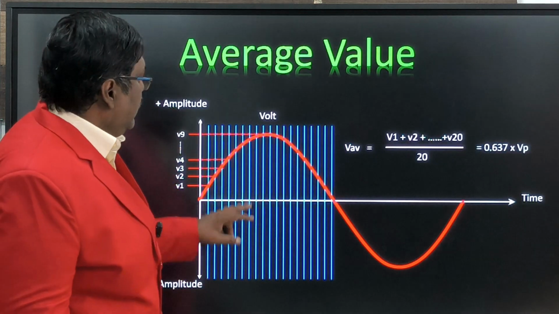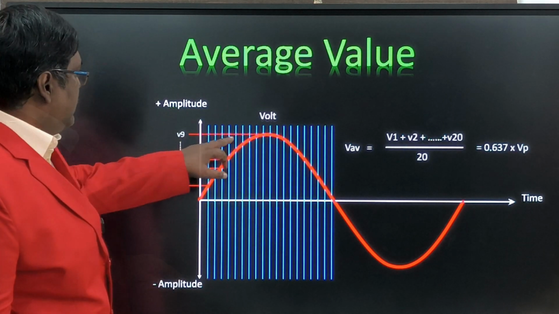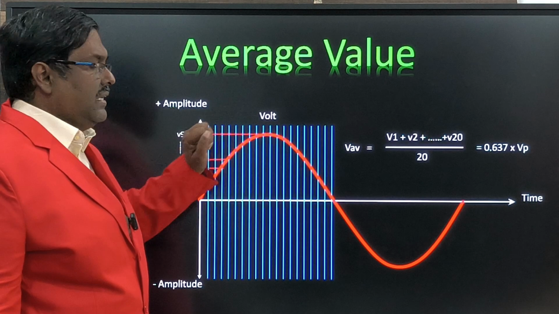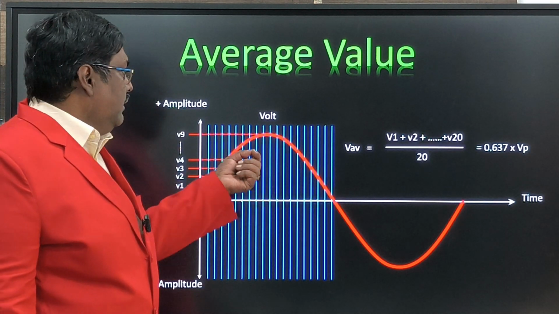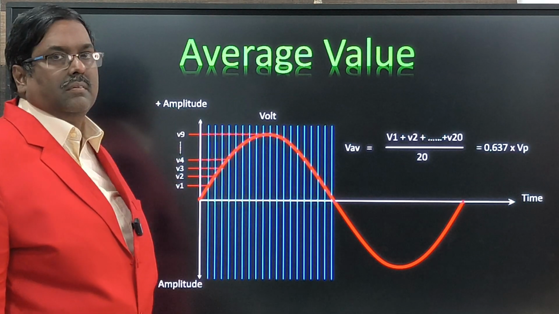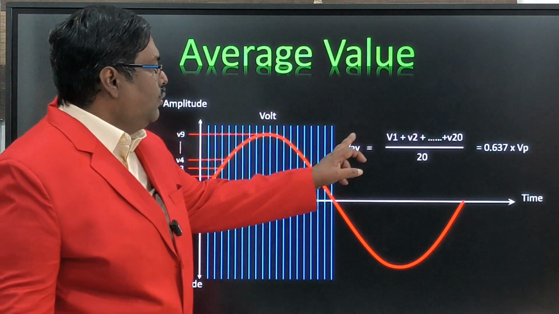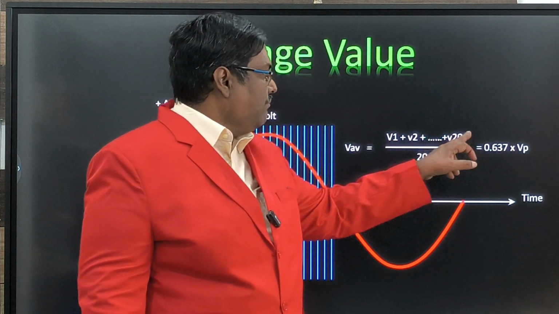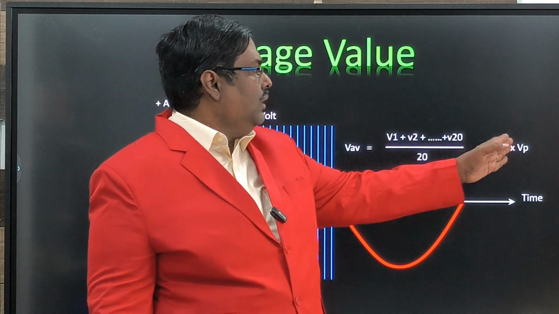Normally the peak voltage is this one. What is the peak voltage? Peak voltage is V9; V9 and V10 are the peak voltage. That is V peak. Peak voltage is the maximum voltage the curve is reaching. So between the peak voltage and this average voltage there is a relationship. After calculating this arithmetic mean, you will get the relationship with the peak voltage.